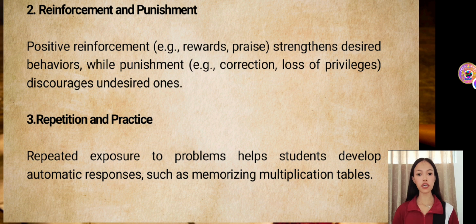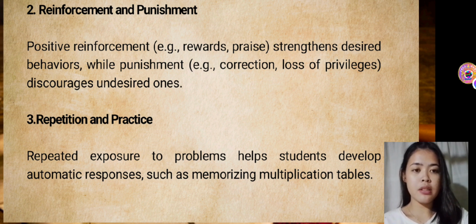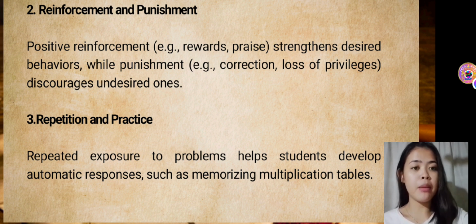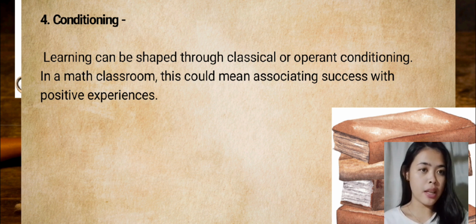And the second one is reinforcement and punishment. Positive reinforcement, rewards, and praise strengthen desired behavior, while punishment, correction, and loss of privileges discourage undesired ones. Number three is repetition and practice. In repetition and practice, when a person repeatedly does something, they get used to it and learn from it. So, for example, in memorizing multiplication tables, in solving division you can apply multiplication. The more they go back and repeat, the easier it is for them to solve the problem through repetition and know the process.